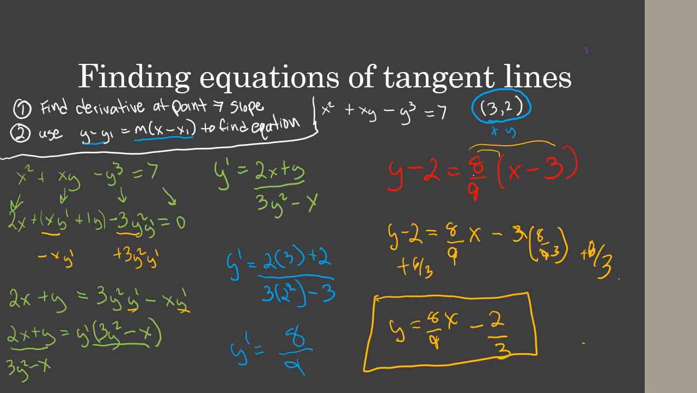We did that by finding the derivative, plugging the values of the point into the derivative, and then using what we know as the derivative for the slope and the formula y minus y1 equals m times the quantity x minus x1.